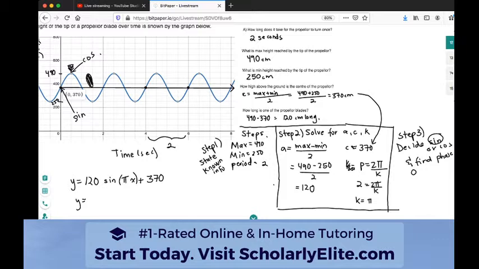Okay. So in this scenario, because we're trying to convert it to a cos function, I'm going to see where my first maximum peak is, and I'm going to look at where that falls on the x-axis. At this point, it falls at 0.5, and that's 0.5 in the positive direction. So what that means for my cos graph is that it's going to be 120 cos pi x minus 0.5 plus 370. Okay, you guys, so these are not as crazy as they look.